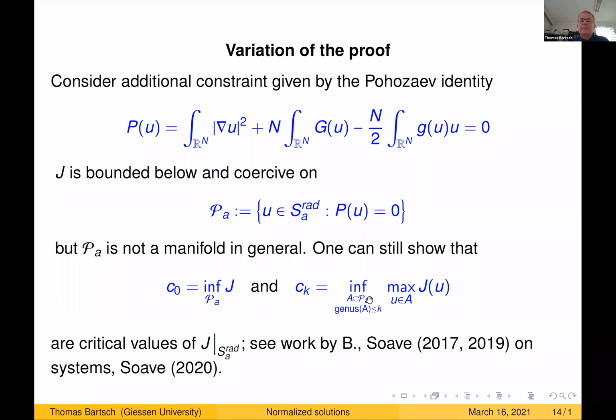And also there's a more classical genus type argument for the constraint functional of J to P sub A. This is also achieved. And this method has been established in some joint work with Nicola Soave for systems actually, and Nicola extended it to this problem here for quite general, more general classes of G.